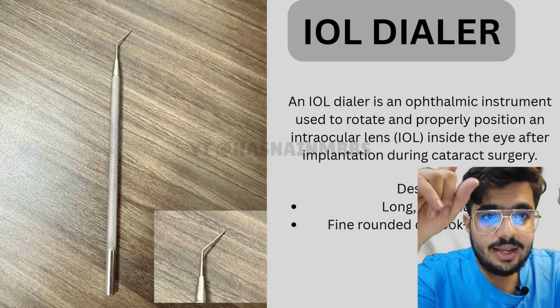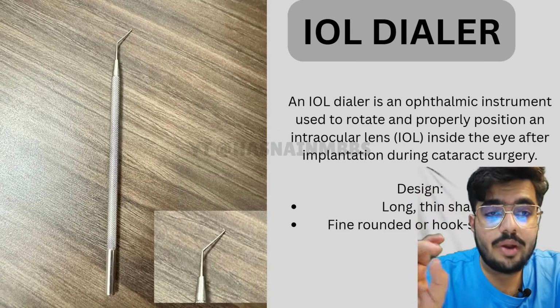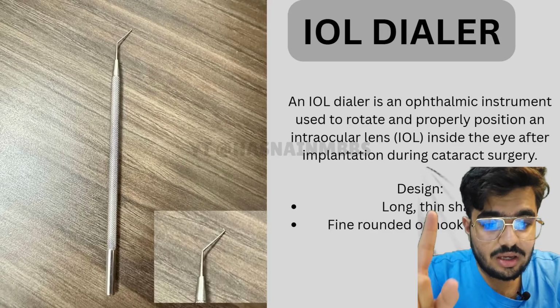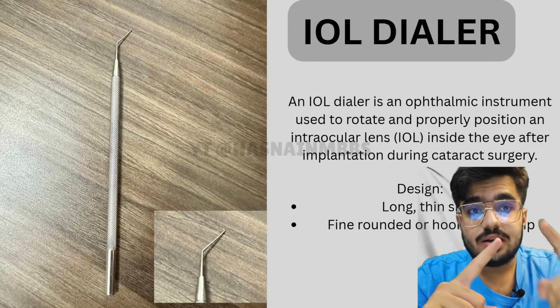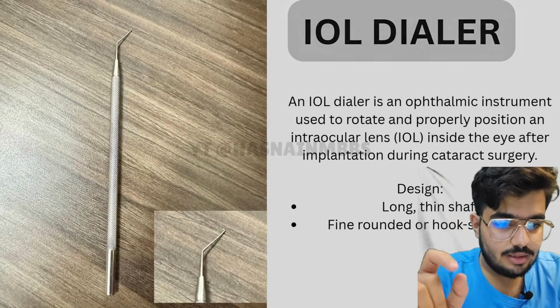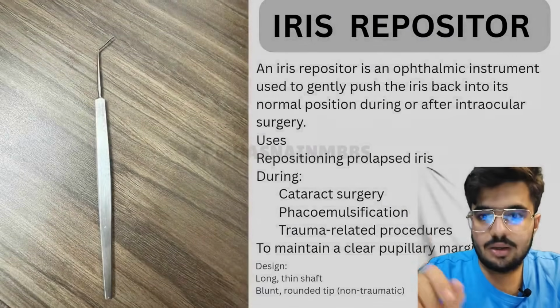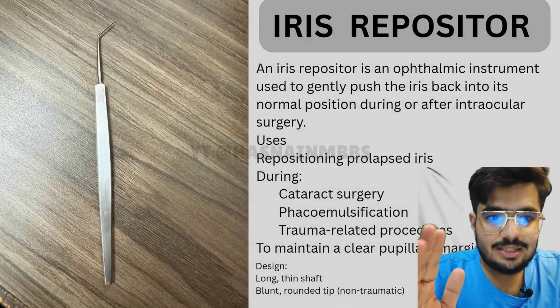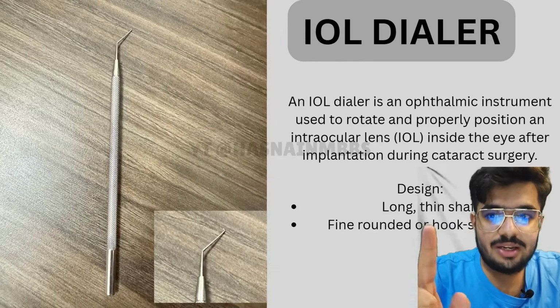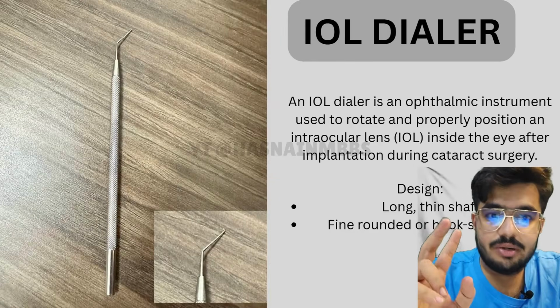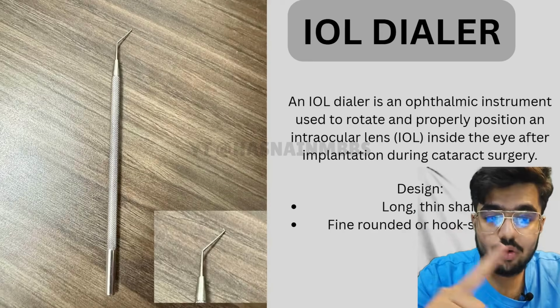Remember, because the IOL dialer and the iris repositor look very similar, it is very confusing. Don't get confused. The IOL dialer will have a curved, hook-shaped tip. As I was talking about the iris repositor, the iris repositor and IOL dialer look very similar, but remember the IOL dialer will have a hook-like tip.